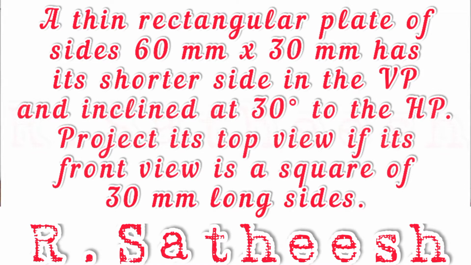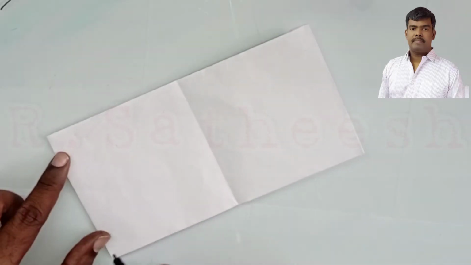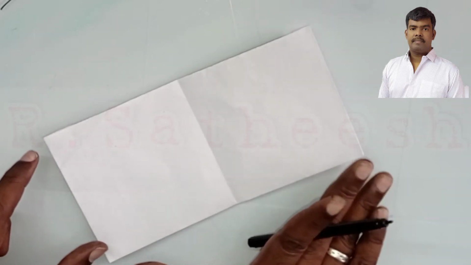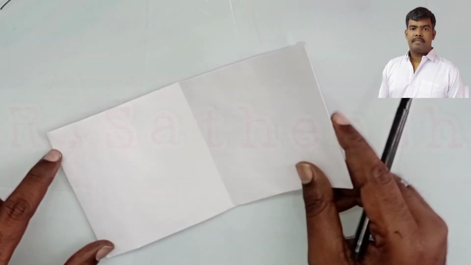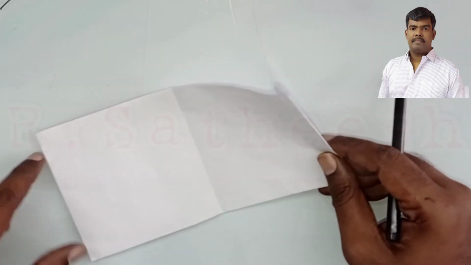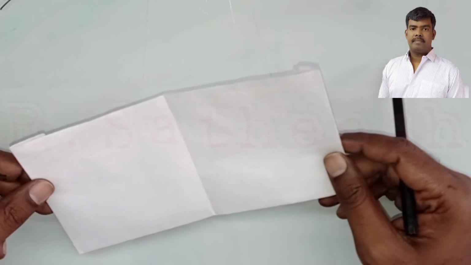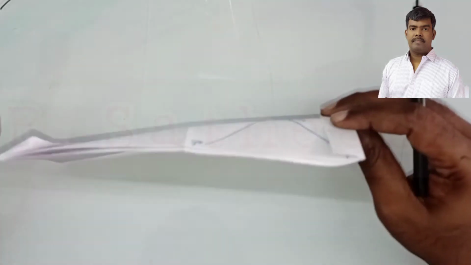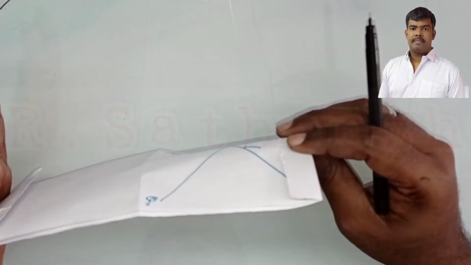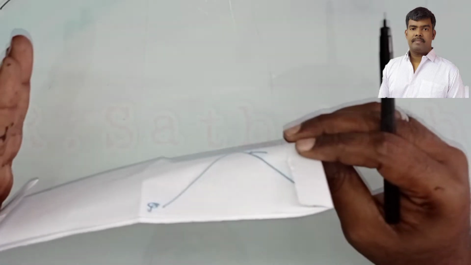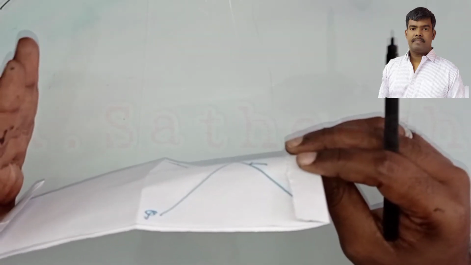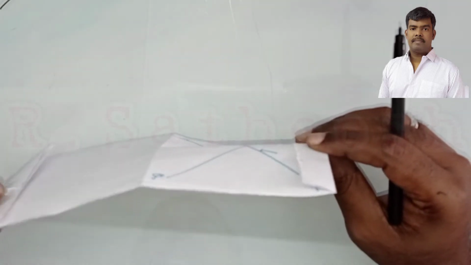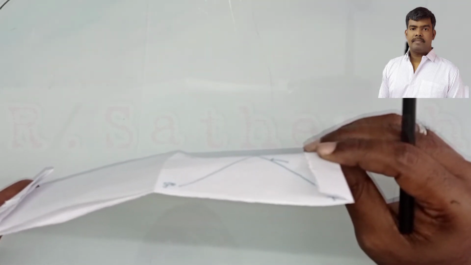Let us consider a rectangular plane of sides 60 and 30. This is the longer side, 60. The thin rectangular plate has a shorter side in the VP. Let us consider this is the vertical plane, meaning the plate is resting on the VP. The same shorter side is the one inclined. Okay.